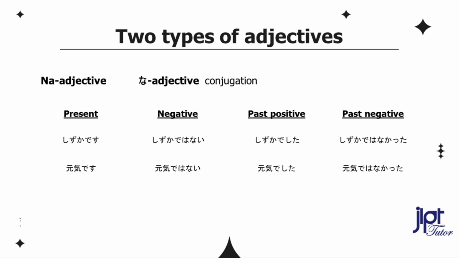Next, let's take a look at na adjective conjugation. Present tense. It is very easy. It is the same concept as a noun. You can put desu at the end of the sentence. Negative. In order to turn it into negative form, change desu to dewanai. Not quiet. Past positive. To make a past tense form, change desu to deshita. Past negative. To make the negative past tense form, change desu to dewanakatta.